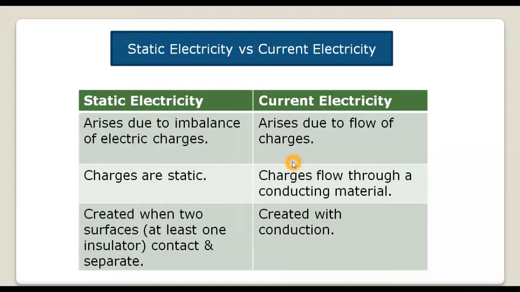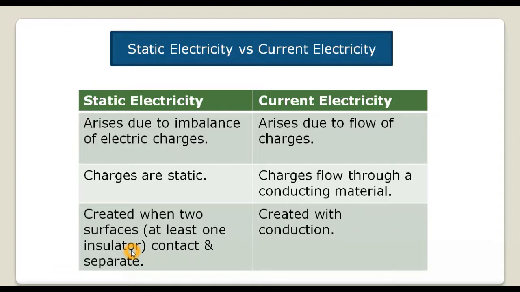Now, static electricity is created when two surfaces, at least one of which has to be an insulator, come into contact and then separate. Now, what is an insulator here? It's a poor conductor of electricity. Now, why do we need at least one poor conductor for static electricity? Because if all the objects are good conductors, then we will never have static electricity, because charges will flow through them. Charges will not remain static. But only when it is a poor conductor, that means charges will not be able to flow through, because that object will not allow charges to flow through it.